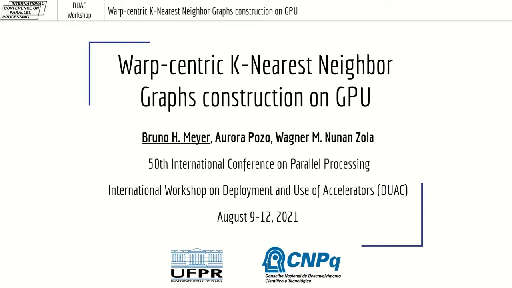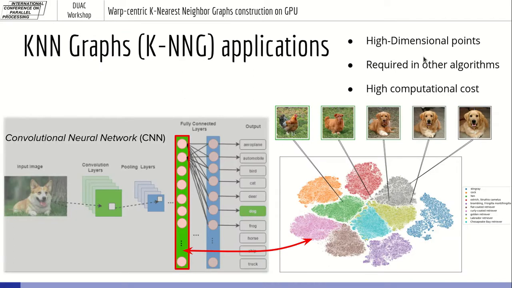I will present our paper named Warp-centric K-nearest neighbors graphs construction on GPU. In the paper, we focus on the construction of K-nearest neighbor graphs, or KNN graphs. These graphs represent the K closest points for each high-dimensional point in a dataset. Today, there are several popular algorithms that require the computation of KNN graphs.